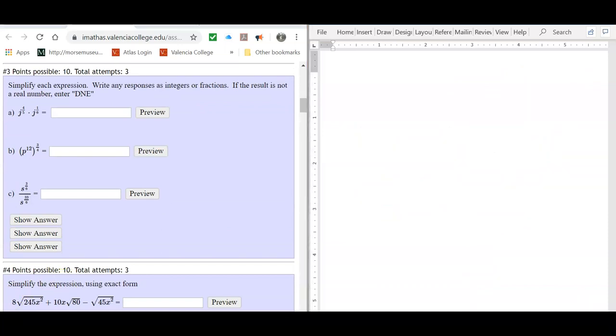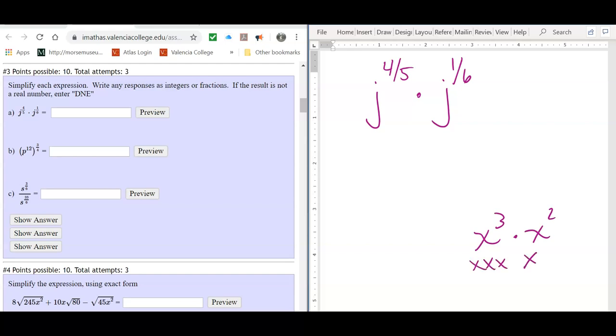Now, these are rational exponents. There's just a different way to write radicals, but we treat them the same as we do when we have integers as our exponents. So, for example, j to the 4/5 times j to the 1/6. Well, if I just had whole numbers, so if I had x cubed times x squared, what would I do? Well, that's the same thing as saying x times x times x, and this is x times x. So you can see that I add the exponents. So I'm going to do the same thing here. I'm just going to add the exponents.